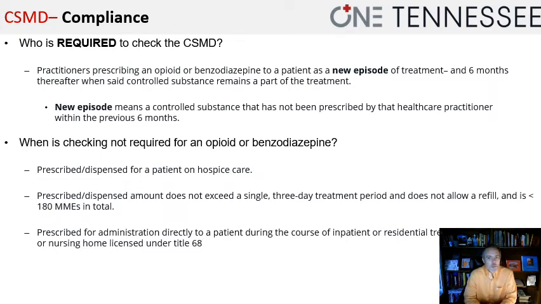Some common instances are when this is prescribed or dispensed for a patient on hospice care, when the amount does not exceed a single 3-day treatment period and does not allow a refill and is less than 180 morphine milligram equivalents in total, or prescribed for administration directly to a patient during the course of an inpatient or residential treatment in a hospital or nursing home licensed under Title 68. So one of those facilities on the exempted list.